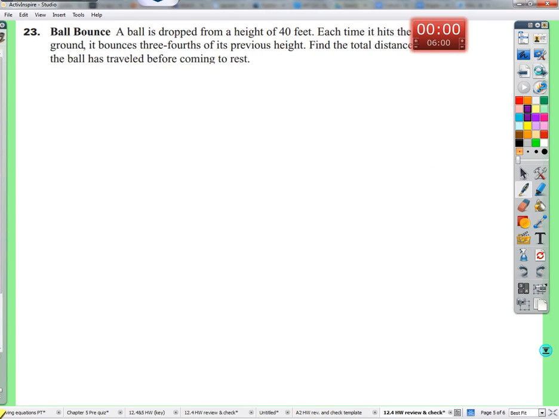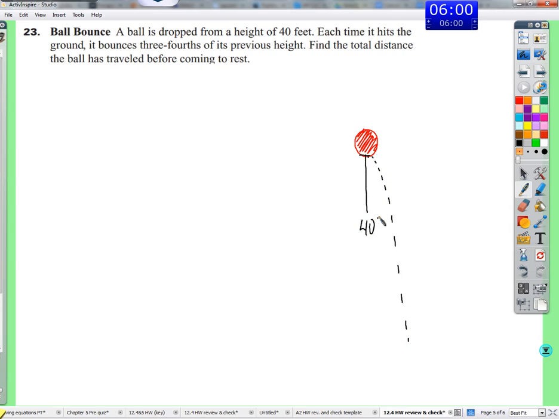Okay, so a ball, which I imagine is red, falls 40 feet. Then it bounces up to 75% of what its previous height was. So now it's at 30 feet.